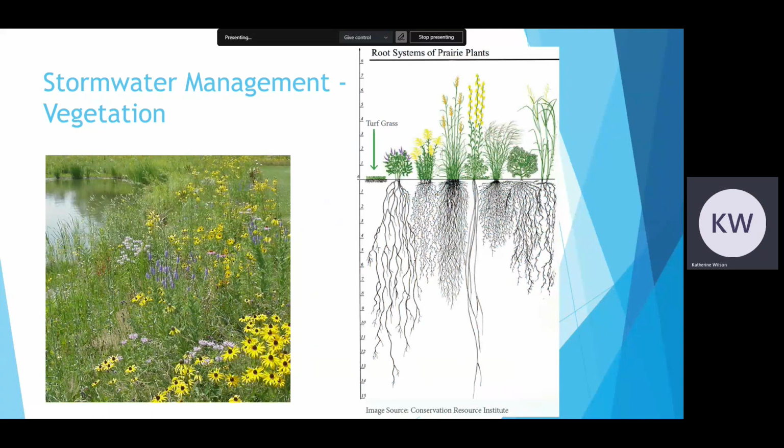I'll briefly touch on this, but you can plant certain plants that are more geared towards infiltration basins. Prairie plants have really good root systems and really deep roots, so they'll break up and create lots of cracks in the ground, which speeds up water soaking into the ground. In this diagram, you can see how little roots turf grass has compared to other species of prairie plants. You can see some of them have really long roots that are multiple feet in length, which aids in infiltration.